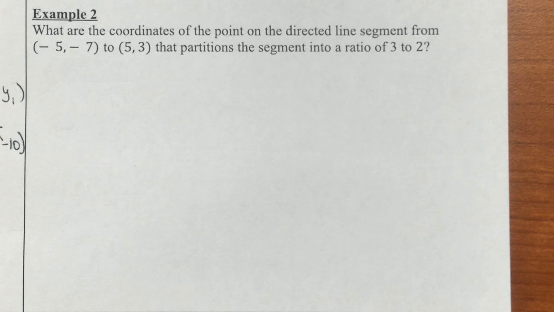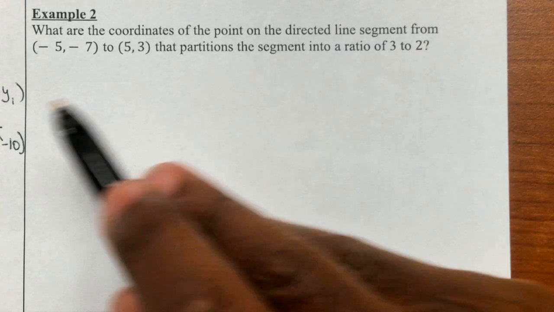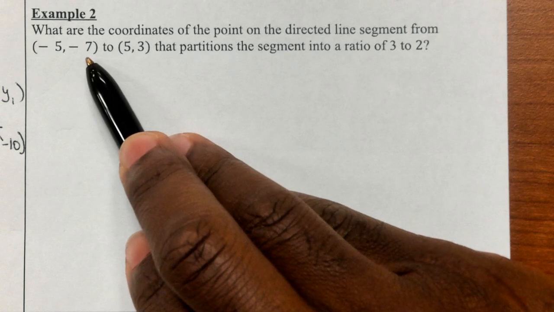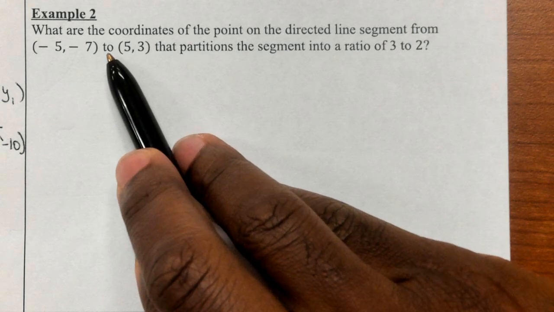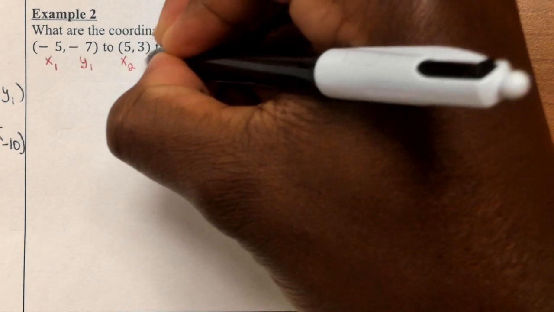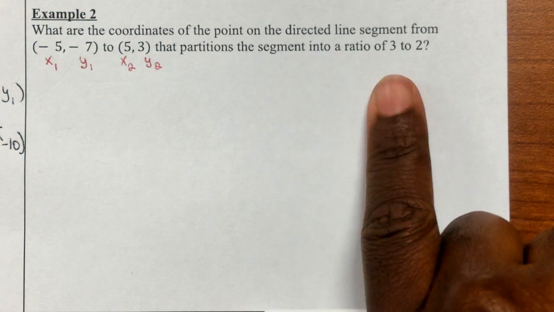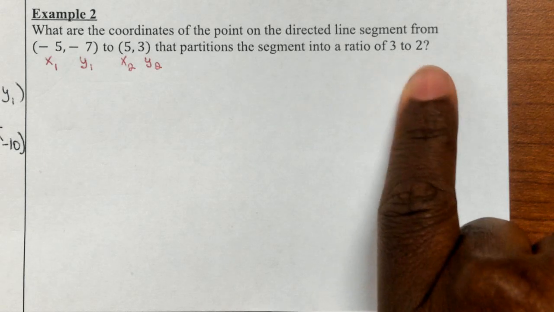Skill 3, Example 2. The question says, what are the coordinates of the point on the directed line segment from -5, -7, which is the first endpoint, to 5, 3? Okay, so we're going to just go ahead and label those real quickly. So this will be your x1, your y1, this will be your x2 and y2. That partitions the segment into a ratio of 3 to 2.